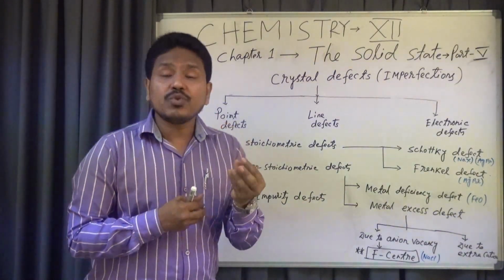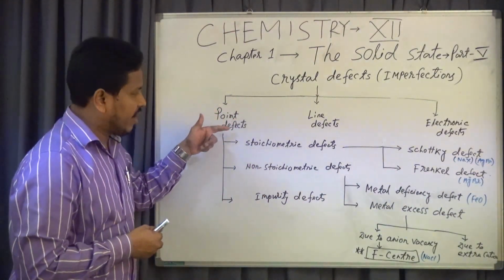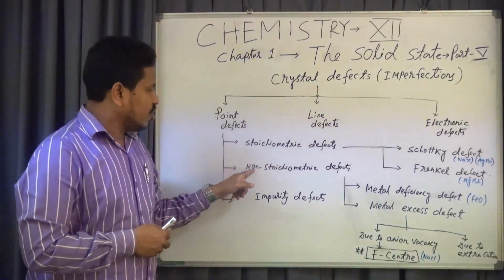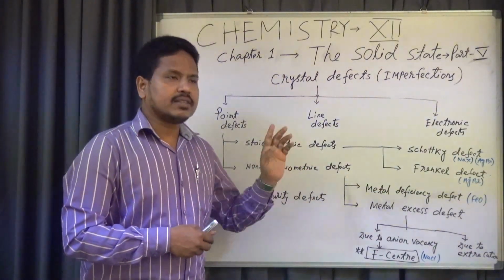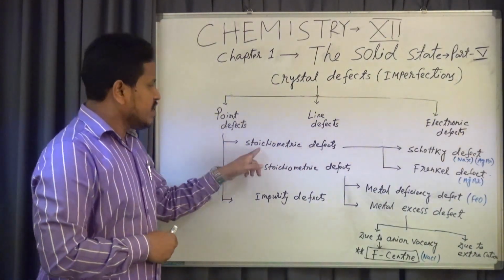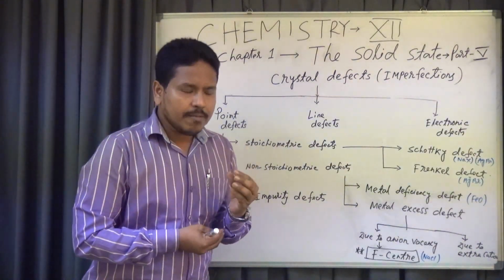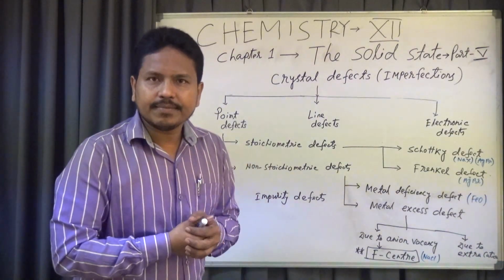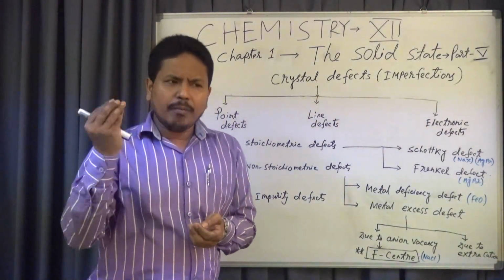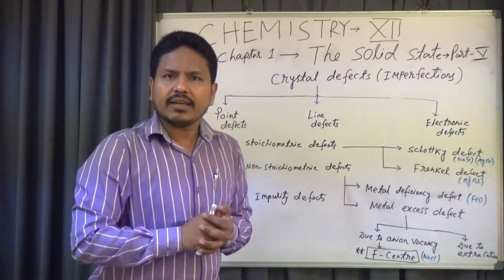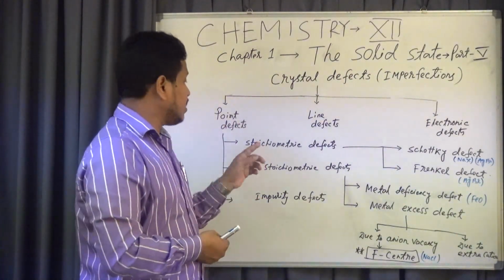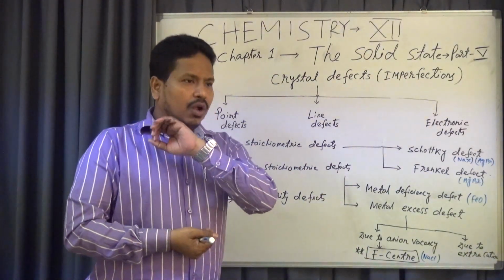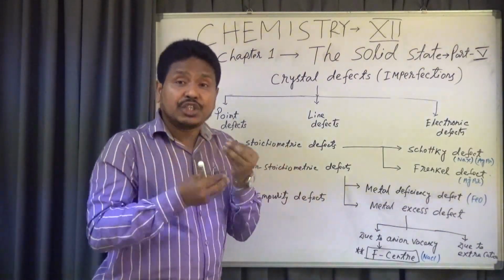Point defects mean atoms will be displaced. Point defects are broadly categorized into 3 types: stoichiometric defects, non-stoichiometric defects and impurity defects. Write down very carefully. Stoichiometric defect means what? Atoms, or points, are displaced from their original lattice sites, and may leave the lattice structure or enter an interstitial site. Due to the defect, the crystal stoichiometry does not change. There is no change in the crystal stoichiometry, meaning the ratio of the atoms.